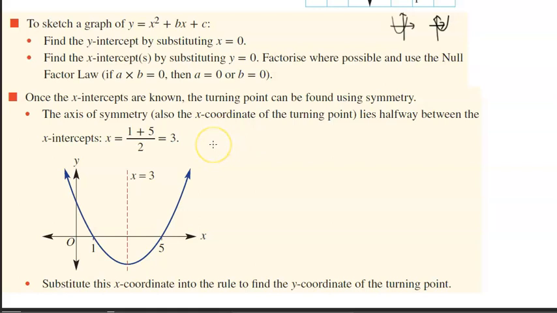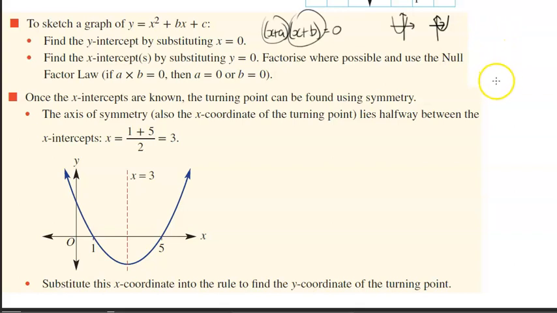And then after that, you're going to find the x-intercepts, and you do this by substituting y equal to 0. Then you factorize where possible. If you can factorize it, go ahead and factorize it. And then you use the Null Factor Law. So when you have it in this form, x plus a, x plus b, equal to 0, use your Null Factor Law to say either this is equal to 0 or this is equal to 0, and then you work out what the x values could be. Once you get those x values, they will determine what your x-intercepts are.